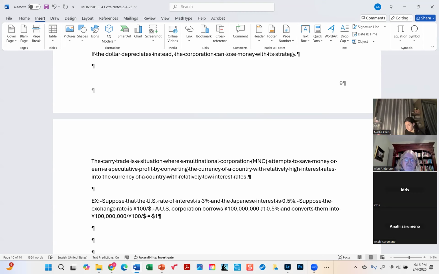That's $1 million, by the way. Okay, the dollars are deposited in a US bank at a rate of 3%. Now, 1 year later, the dollars are worth $1,030,000.